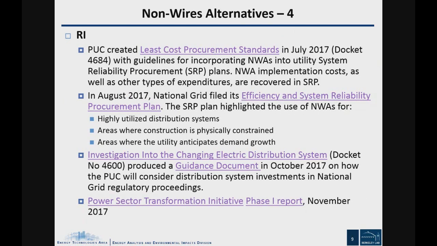And finally, on this topic, in Rhode Island, they've taken a very methodical approach to encourage consideration of cost-effective alternatives to meet projected distribution system needs where they could be met by energy efficiency, demand response, and storage. So last summer, the Commission issued least cost procurement standards that provide guidance for including non-wires alternatives in these so-called system reliability procurement plans. The utility in Rhode Island, National Grid, filed its first plan last summer, and in it, they highlighted 3 cases where they can see non-wires alternatives potentially being used.